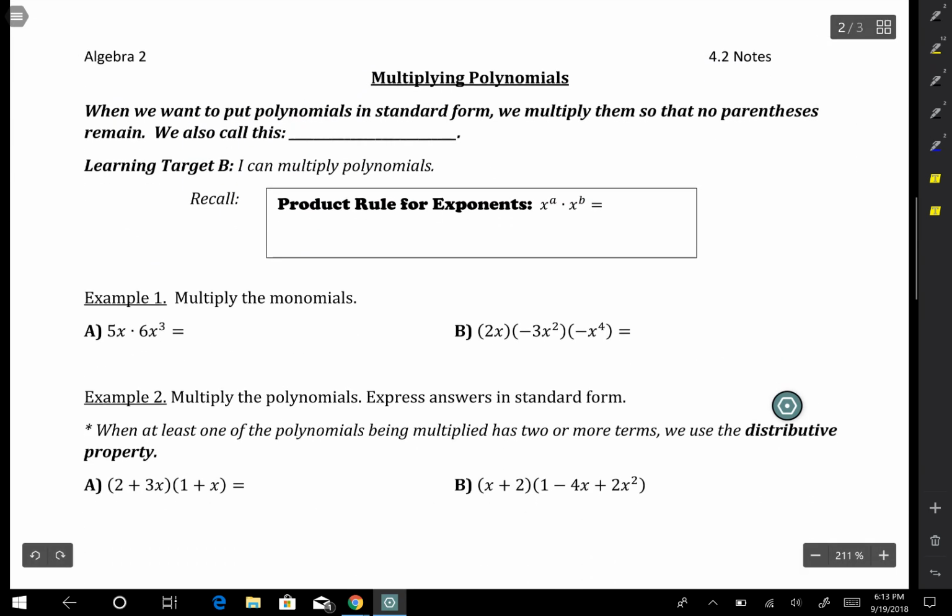Here we go. When we put polynomials in standard form, we multiply them so that no parentheses remain. We also call this expanding. So if you ever see a problem that says expand, that means multiply it out so that no parentheses remain.